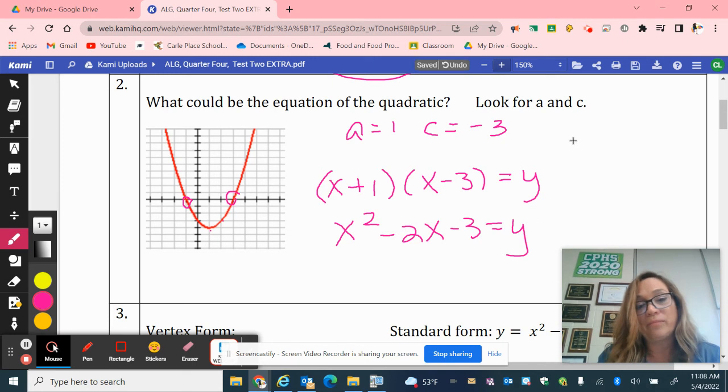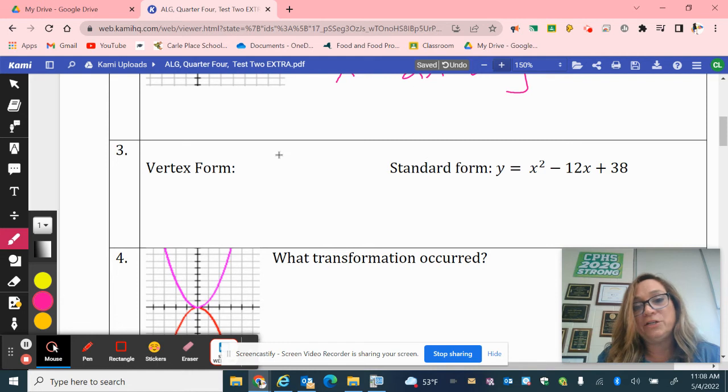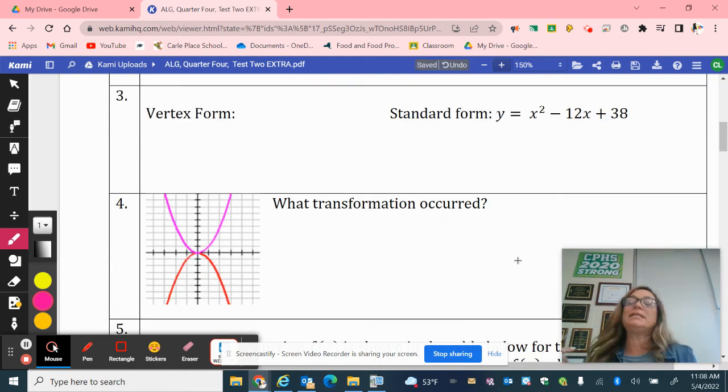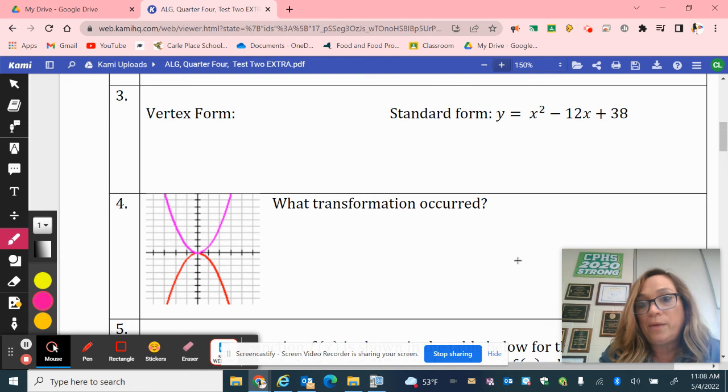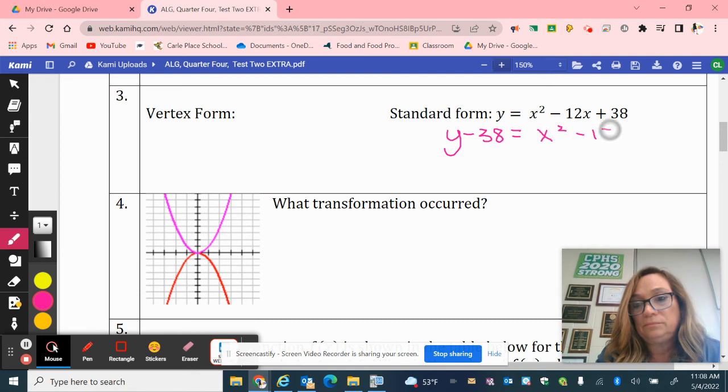Okay. All right. Standard form to vertex form. So this is basically completing the square. So I'm going to move the 38. And remember, inverse operations move things.